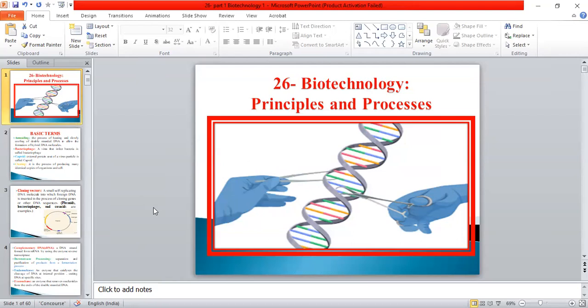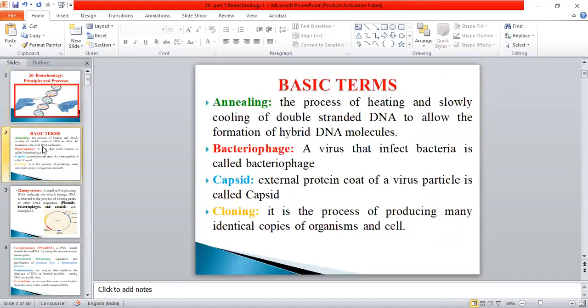Okay. So before that, we must know what is meant by biotechnology, and what are the basic terms that come under this heading. Biotechnology is the worldwide and also advanced method that is used for plants as well as animals. Here you must know what the basic terms are.